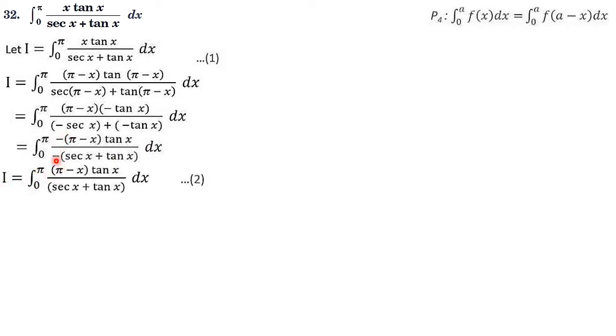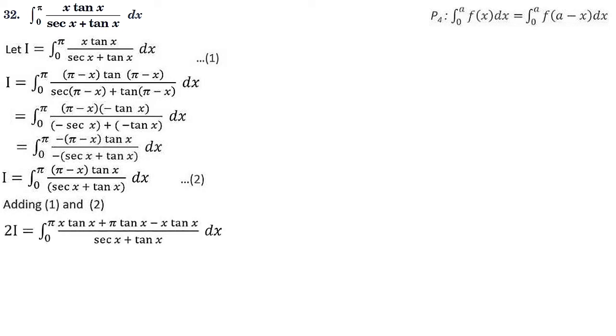Here you can see minus minus cancel. Then pi minus x tan x by sec x plus tan x dx, label it as equation number 2. A little bit of work is there here. After completing all the simplification, label it as equation number 2. Then we know the algorithm: we have to add equation number 1 and 2.